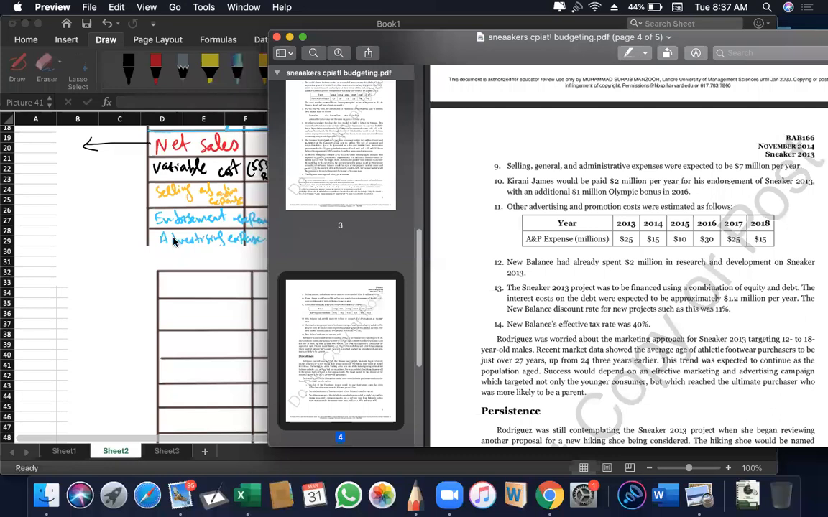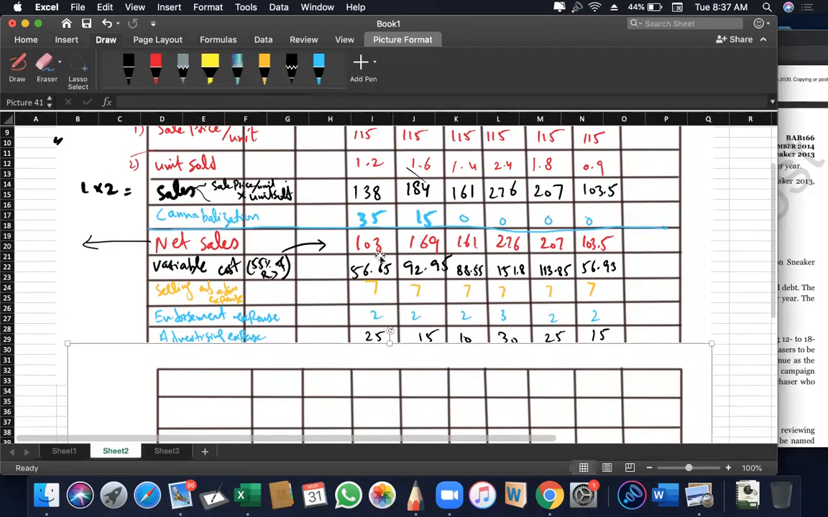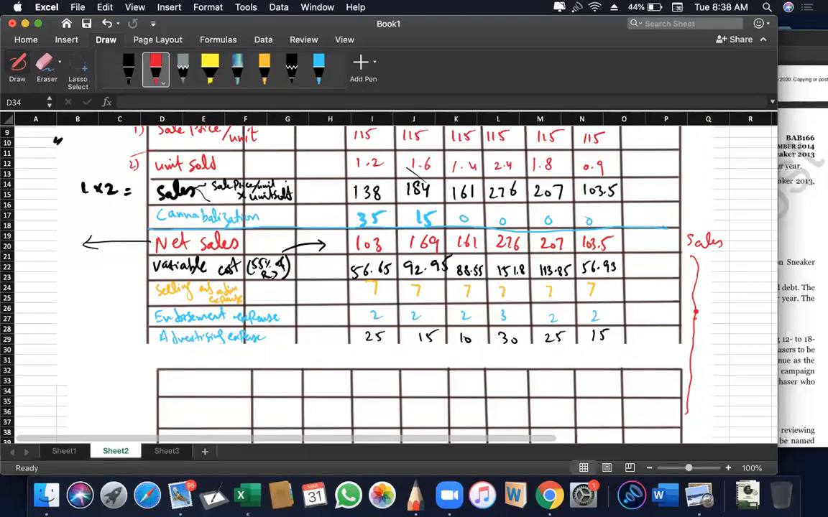Now, till this part, we have this framework here. This is the sales, and we are going till this point. We have to add two things as well. From here to here, I will add one column. These are all costs.